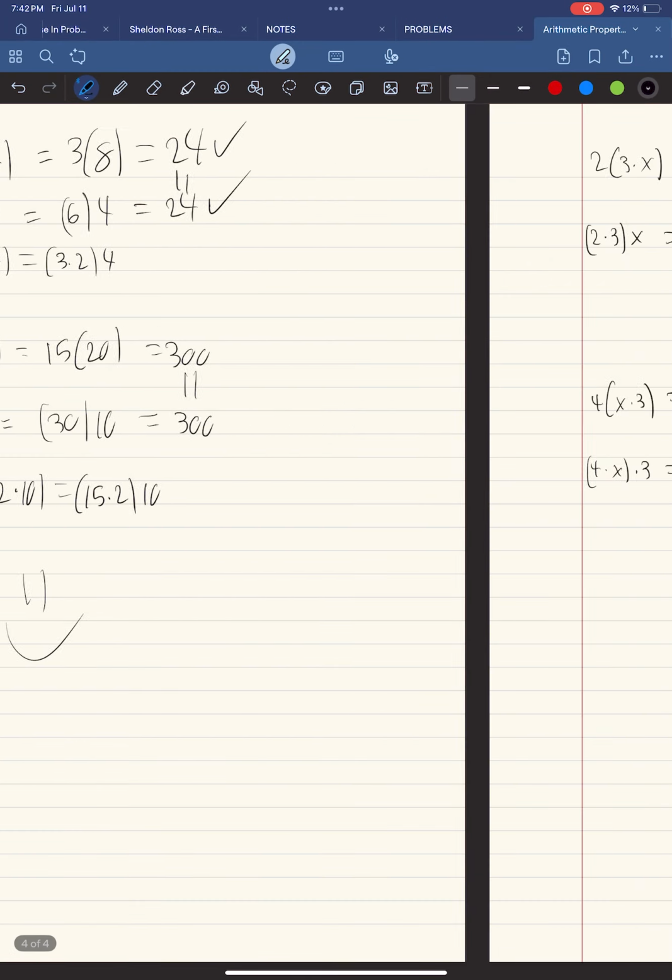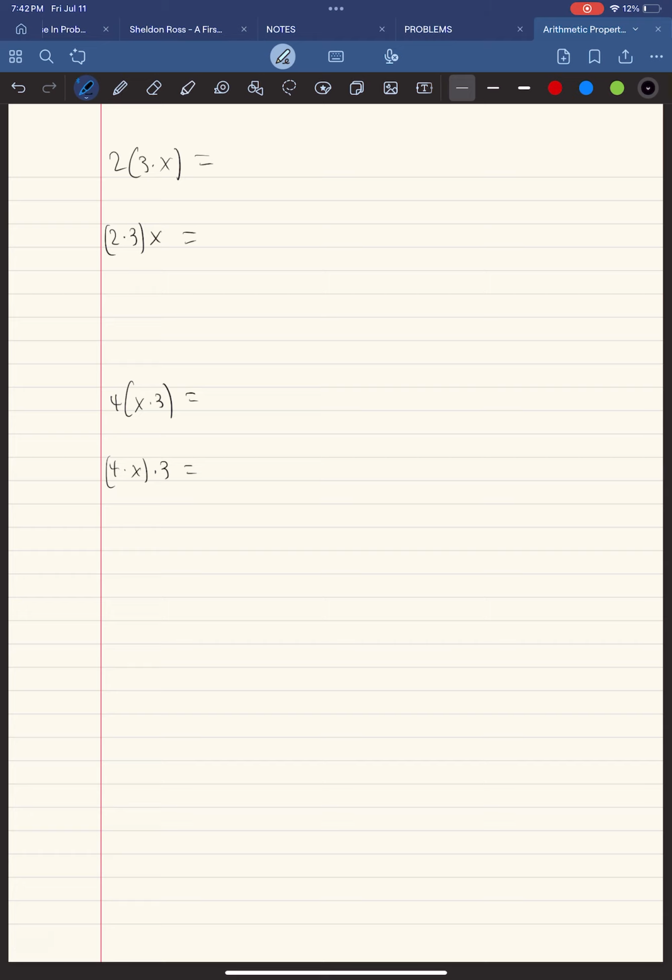And the associative property also works with variables. So let's say here we have 2 times 3 times x, where 3 times x are in parentheses. And since this is algebra, x is a variable. It represents a number that we do not know as of right now. So we do what's inside the parentheses first. So it's 2 times 3x, or 3 times x. And then we multiply the 2 by the 3, which equals 6x.